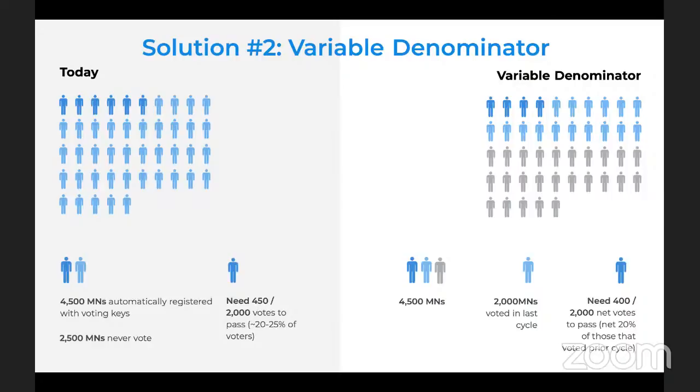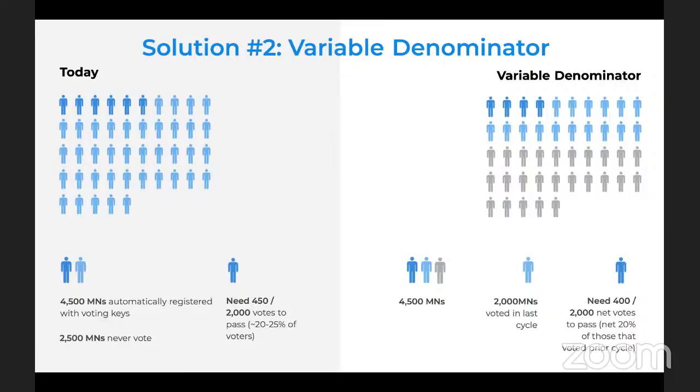Perhaps we would shift it to 20% of those that voted in the prior cycle. And so in this example, if 2,000 masternodes voted in the last cycle and that threshold were at 20% net votes, you would need 400 net votes in order for a proposal to pass. The advantage of this is that it automatically adjusts over time if someone registers to vote but never does, just because they forget or have good intentions but never quite get around to it, along with their gym membership. I think that it allows for this adjustment to happen automatically.